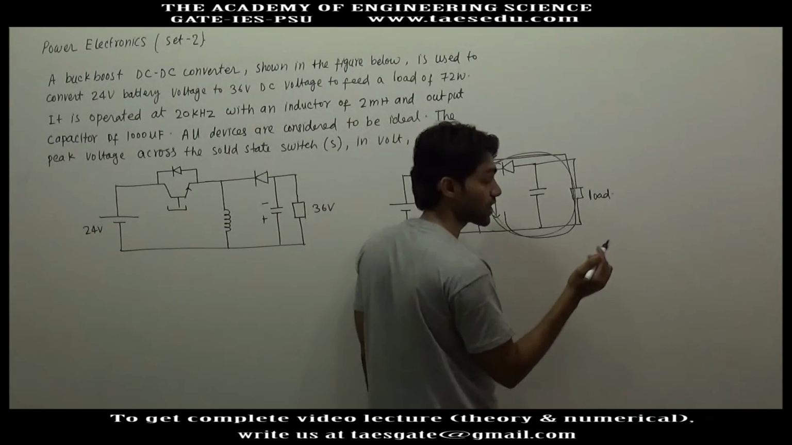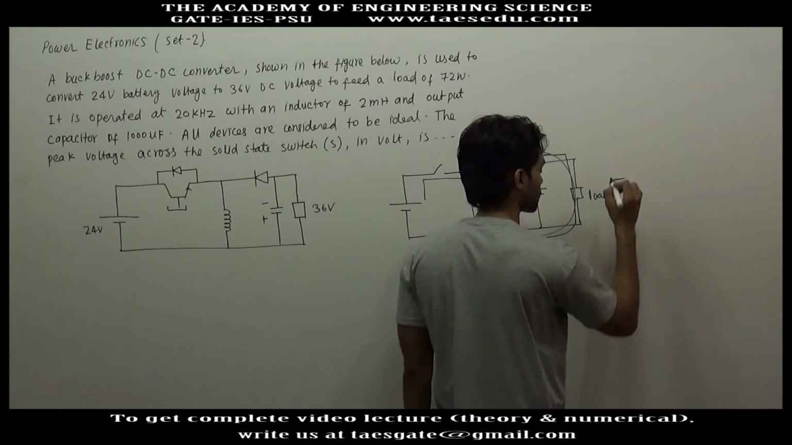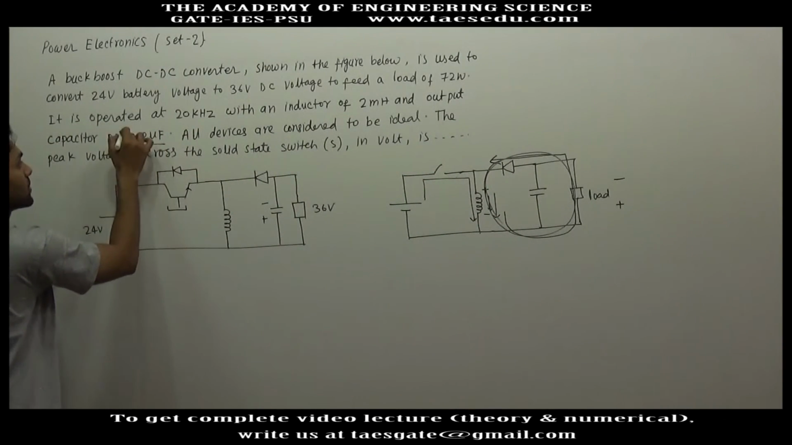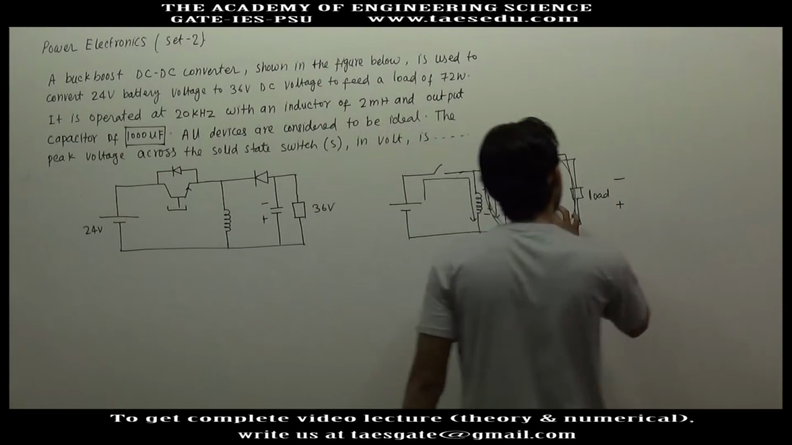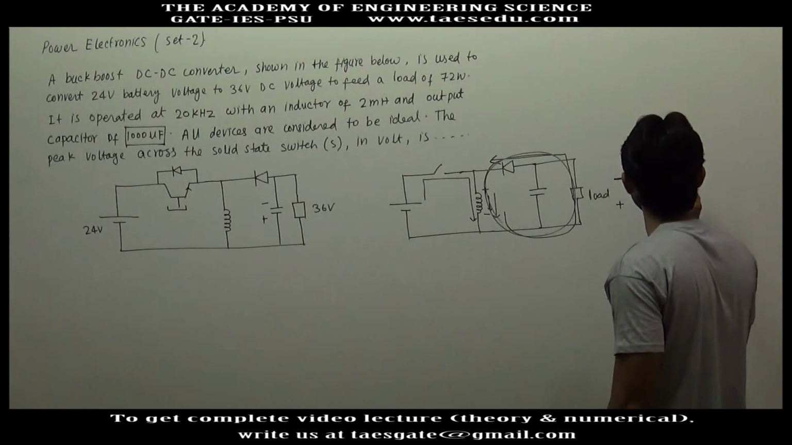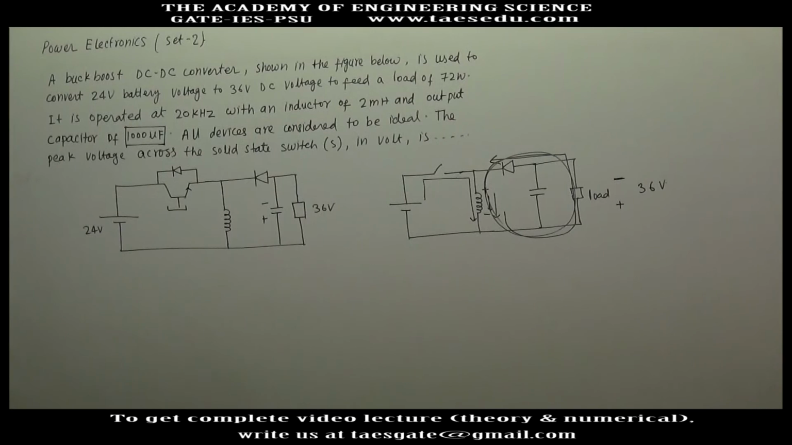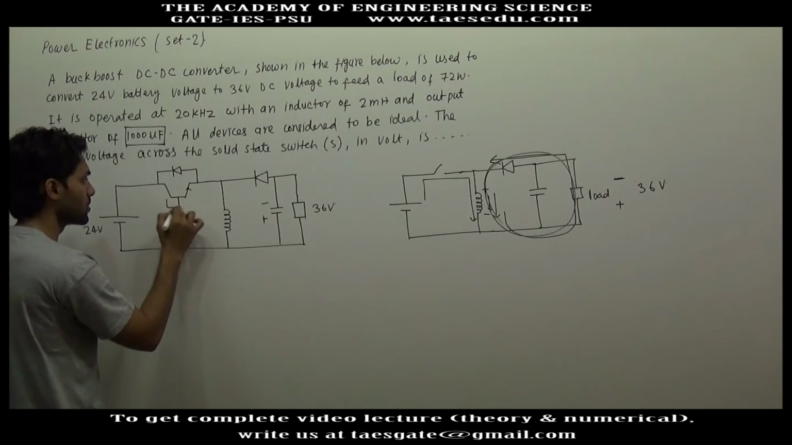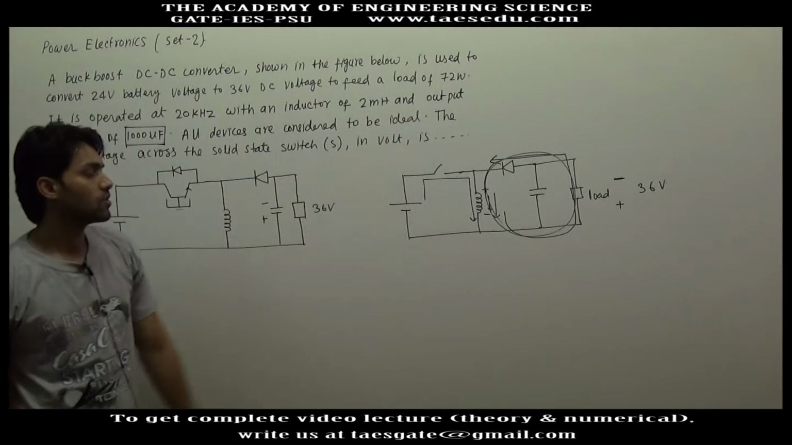So the actual polarity across the load will be this. Okay, and since a large capacitor of 1000 microfarad is connected here, this capacitor will make this output voltage constant. This is 36 volt. So we have to find out the peak voltage across the switch. So when the switch is conducting, the voltage across the switch will be 0 because it is conducting, and the switch is ideal, there will be no voltage drop.